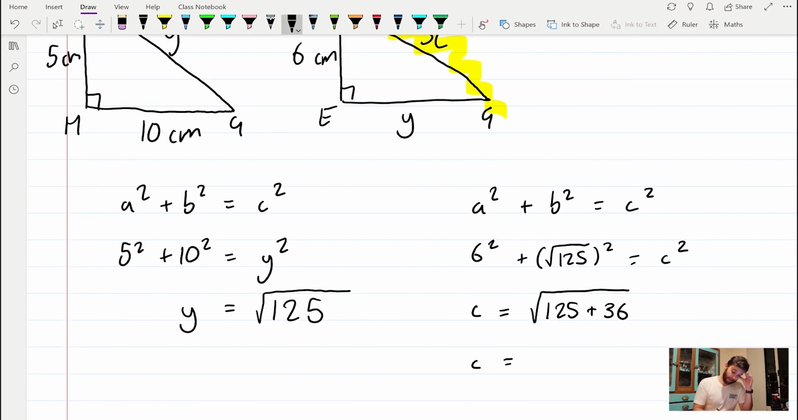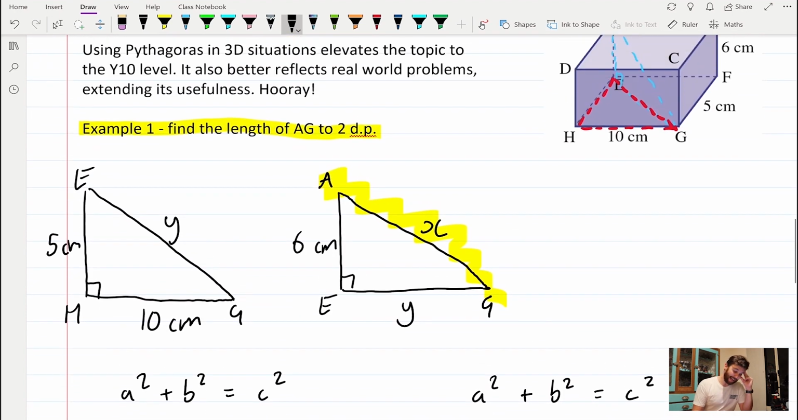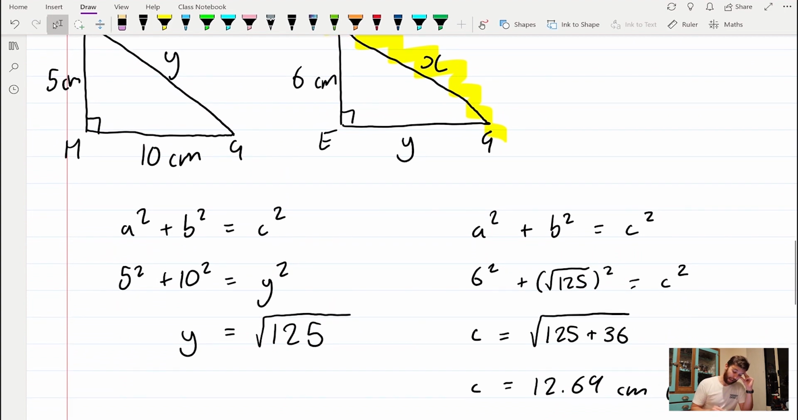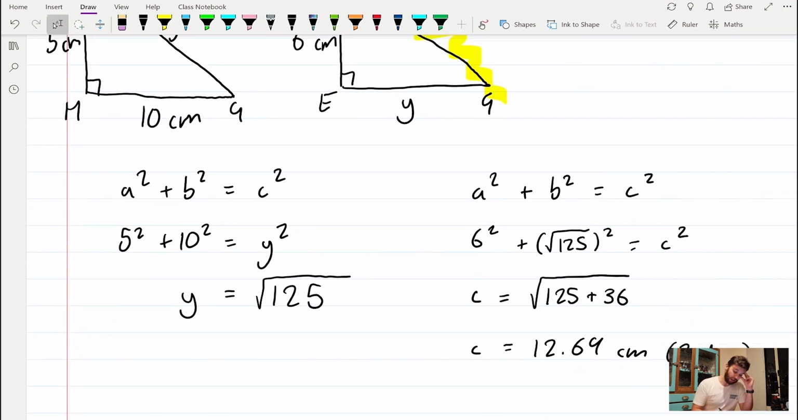So my answer is going to be equal to the square root of 125 plus 36, I've done that already, which should give me 12.69 centimeters to 2 decimal places. So again, because it says work out the length of AG, in this working out, I can just call that AG along the bottom here. So it's to say AG equals 12.69 centimeters, 2 decimal places.